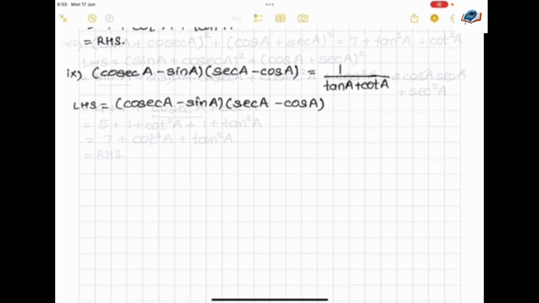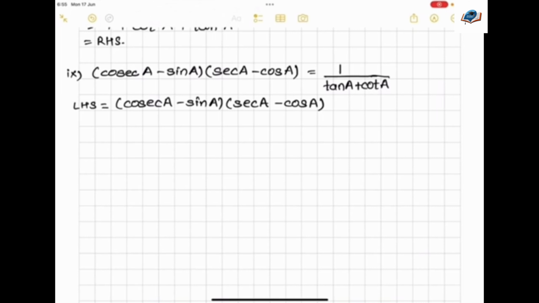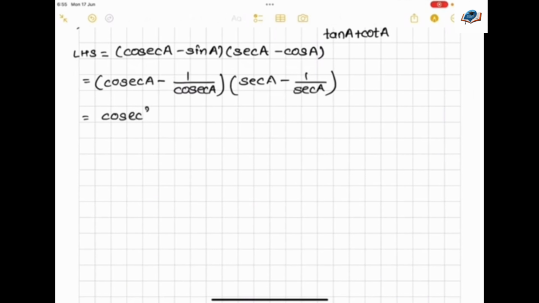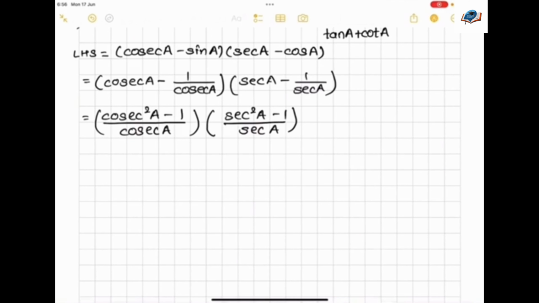Now ninth one says (cosec A minus sin A) into (sec A minus cos A) equal to 1 upon tan A plus cot A. So LHS I have taken. Now I am writing cosec A minus sin A. That sin A I am converting into 1 upon cosec A. So 1 upon cosec A, sec A minus 1 upon sec A. So now doing LCM, I will get (cosec square A minus 1) upon cosec A into (sec square A minus 1) upon sec A.